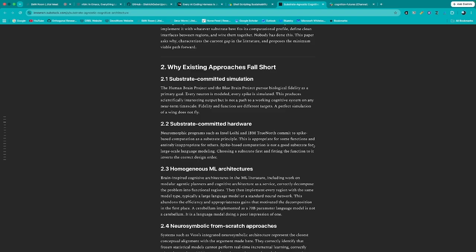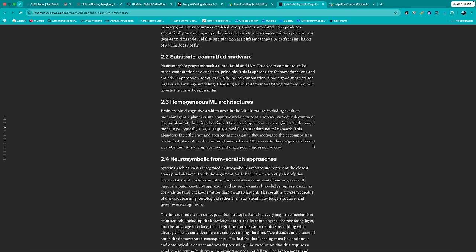The second point is substrate committed hardware. So neuromorphic machines or neuromorphic programs, especially the ones committed to spike-based computation as a substrate principle, might be appropriate for some functions and entirely inappropriate for others. Spike-based computation is not a good substrate for large-scale language modeling, for example. Choosing a substrate first and then fitting the function to it inverts the correct design order.